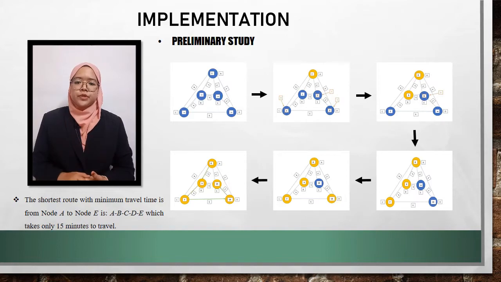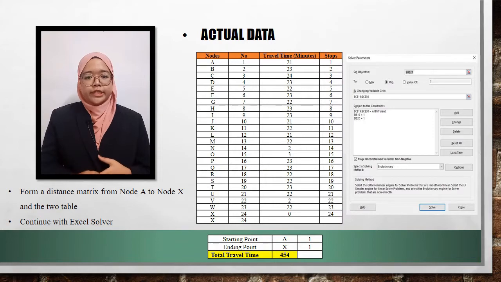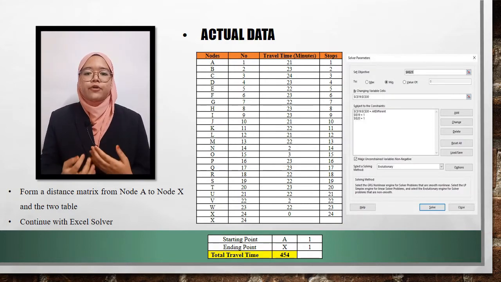Due to this limitation, the study will be extended in Microsoft Excel for actual data. The data of the preliminary study has been applied in Microsoft Excel to prove the accuracy of the manual calculation. The result obtained is still the same as the manual calculation. Implementation for actual data. First, form a distance matrix from node A to node X and two tables containing the sequence of stops at every node and the total travel time, using the SUM, VLOOKUP, IF and INDEX functions in Microsoft Excel for easy calculation in finding the minimum travel time.